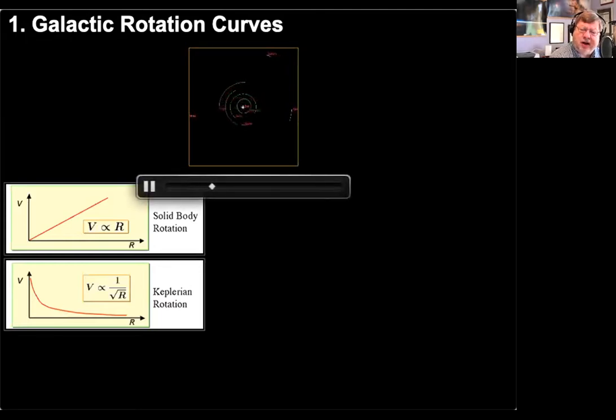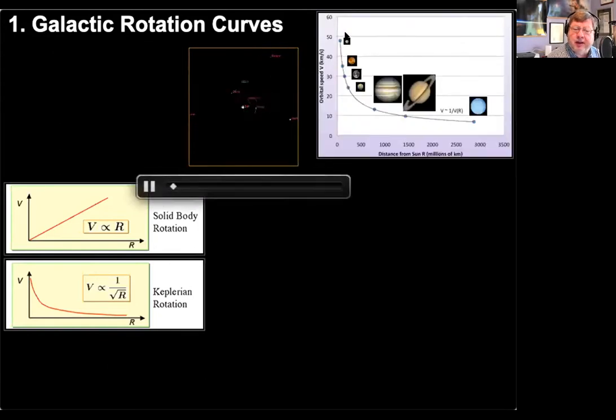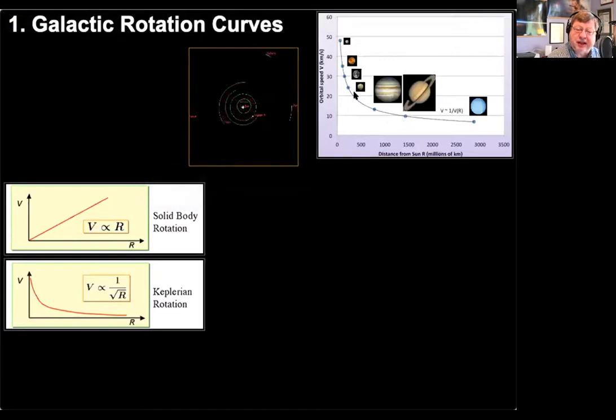And here is our solar system. The inner planets have very fast velocity. The outer planets have very slow velocities. And here is the curve for the solar system. It matches the Keplerian curve exactly as you would expect.